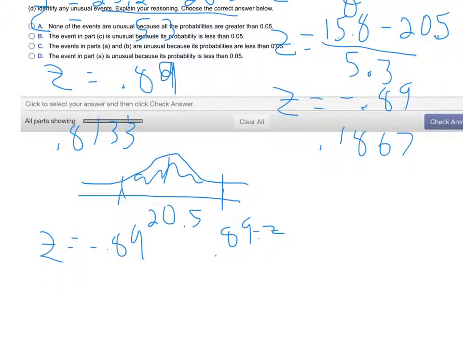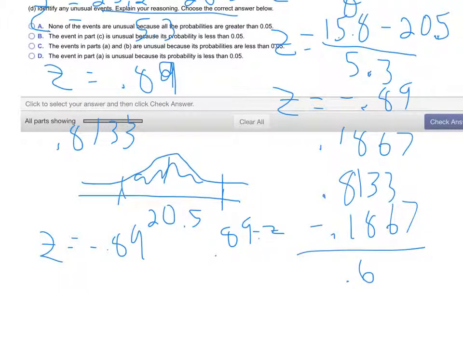And so 0.8133 minus 0.1867 gives us a difference of 0.6266. Now, this is from the tables. The computer will accept that. If you use technology, you'll get a slightly more accurate answer. Hope this helps.